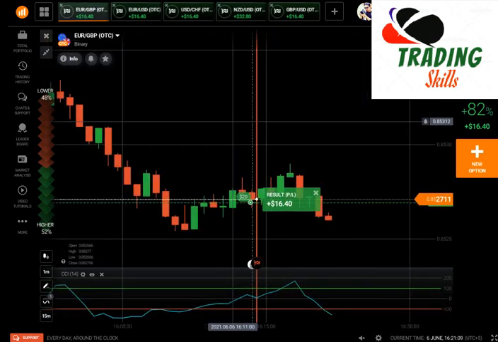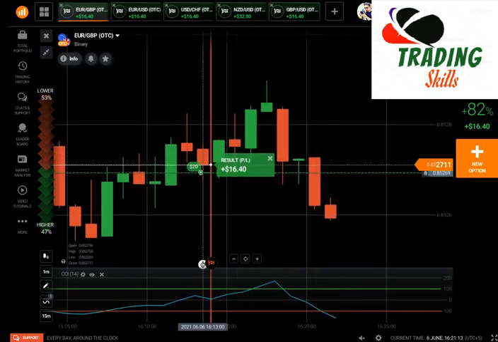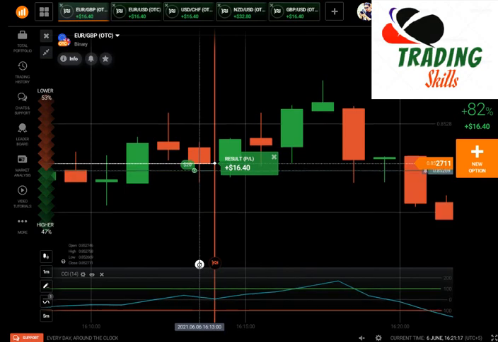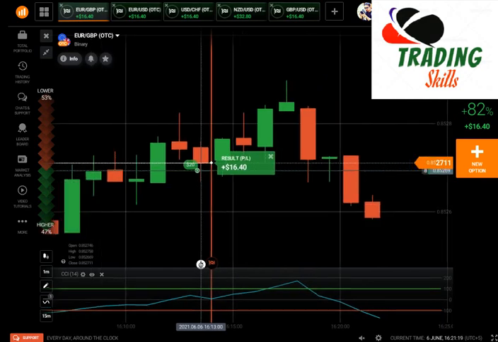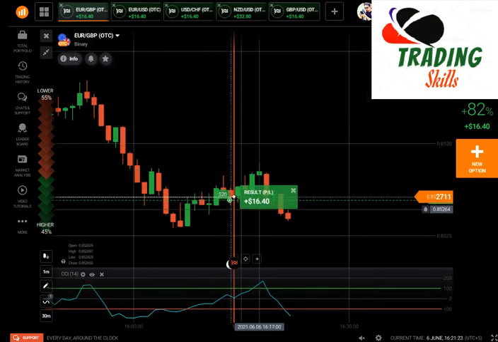So now you can see here I have taken one trade here in an up direction, and I got a lucky trade here, and I won my trade because of my margin of safety. So therefore I won this trade.